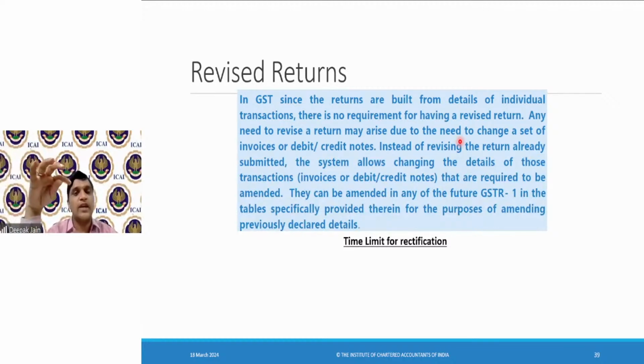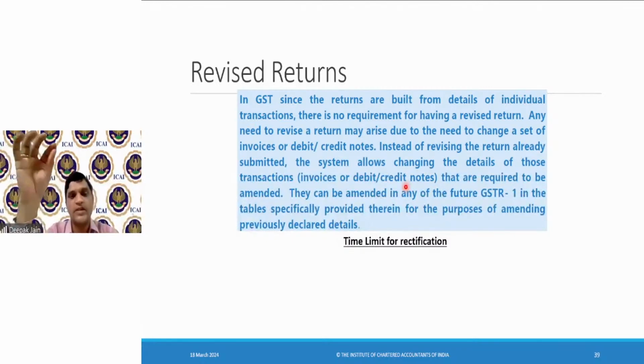Okay. Now, any need to revise a return may arise due to the need to change a set of invoices or debit notes. Instead of revising the return which is already submitted, the system allows changing the details of those transactions, like what invoices, debit notes, and credit notes we have filed in the GSTR1 of any of the previous months, that can be changed in the current month. Okay, by doing an amendment.